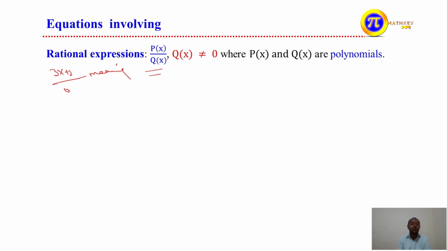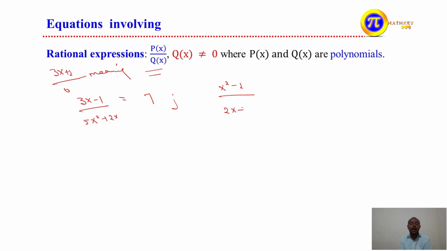Particularly, we say p of x over q of x, where q of x is different from 0 and p of x, q of x are polynomials, we call it a rational function. So, for instance, 3x minus 1 over 5x squared plus 2x is equal to 7. Here we have an equal sign, so we call this an equation involving rational expressions.